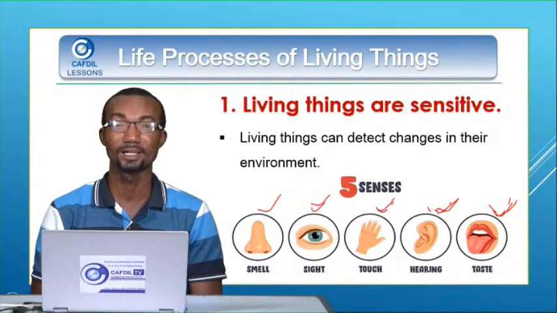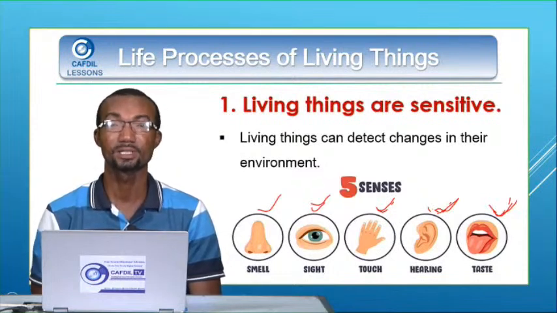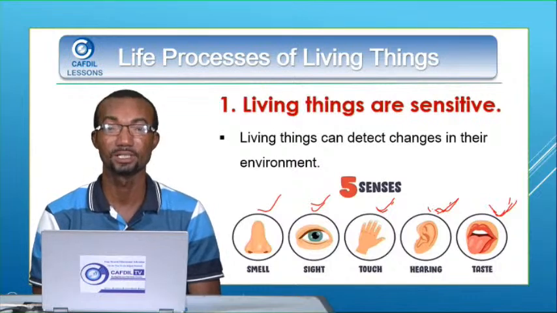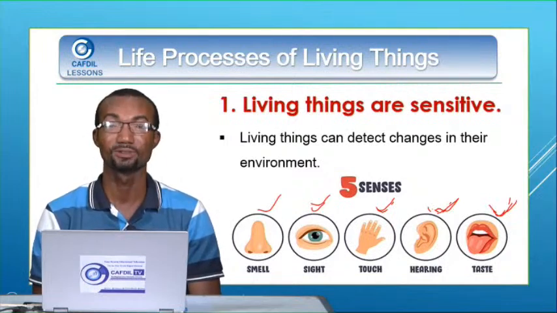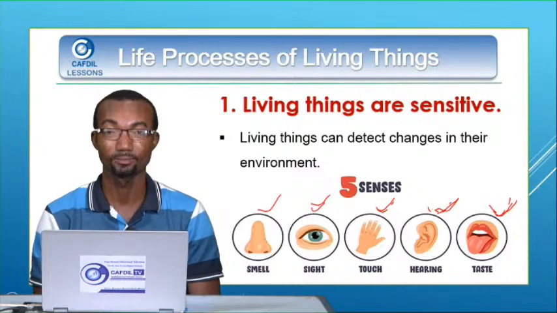So these are the senses that help living things to be sensitive to their environment. The nose, the eye, the hand, the ear, and then the tongue. We call it 5 senses.